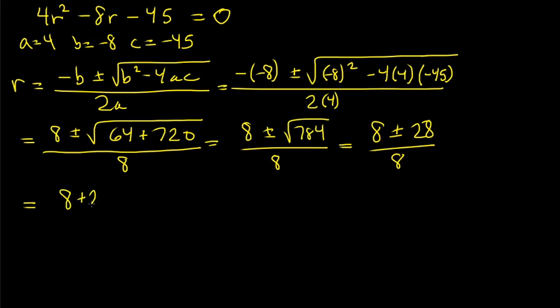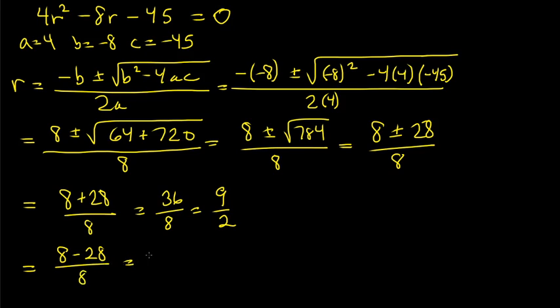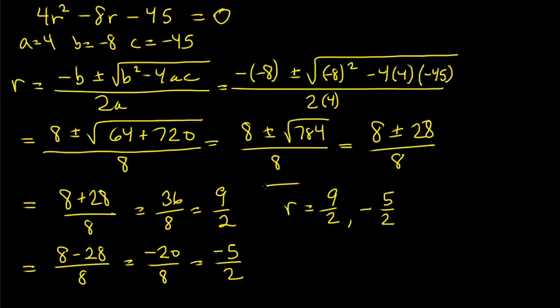So the plus is 8 plus 28 over 8. 8 plus 28 is 36. 36 divided by 8. Well, if we divide by 4, that reduces to 9 over 2. So that's one answer. The other is 8 minus 28 over 8. 8 minus 28 is negative 20 divided by 8. And again, if we divide by 4, we get negative 5 over 2. So R, we have two solutions here, 9 over 2 and negative 5 over 2.